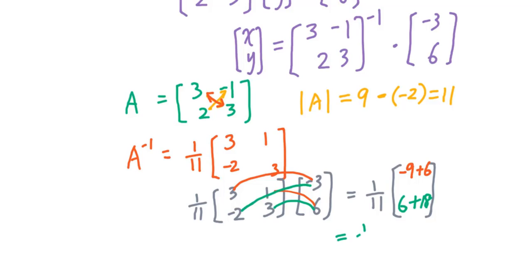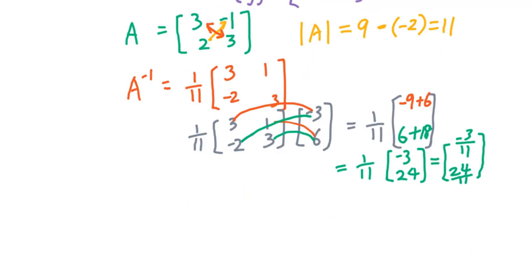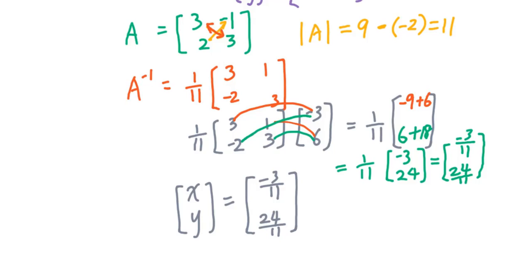So you get 1/11 times [-3; 24]. Then we put 1/11 in. Your answer will be [-3/11; 24/11]. In other words, we got [x; y] equals [-3/11; 24/11]. So x equals -3/11, y equals 24/11.